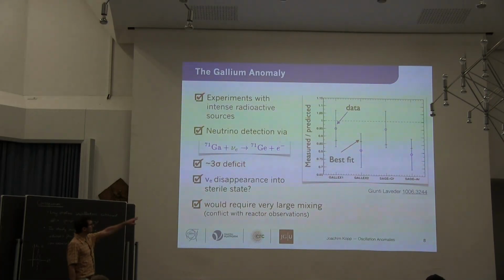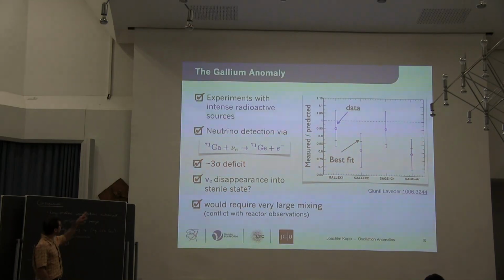This is shown here on the right-hand side for 4 runs of 2 older experiments, GALLEX and SAGE. GALLEX was an experiment in the Gran Sasso laboratory. SAGE was an experiment in Baksan in the Caucasus in the Soviet Union. If everything was normal, you would expect these data points to cluster somewhere around 1, so the measured neutrino interaction rate being equal to the predicted interaction rate. But in fact, what you observe is that on average you observe fewer than you should, and the statistical significance of those 4 data points combined is somewhere close to 3 sigma.